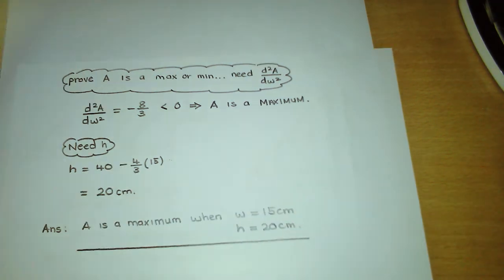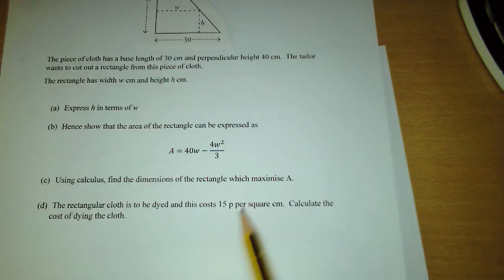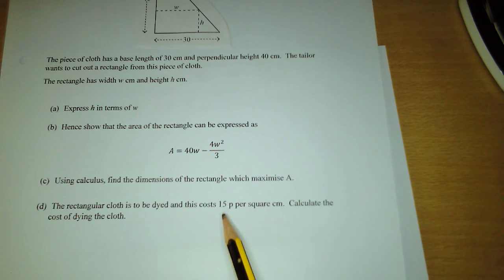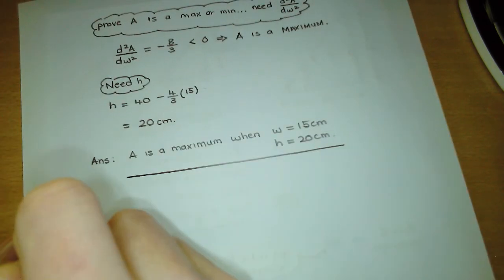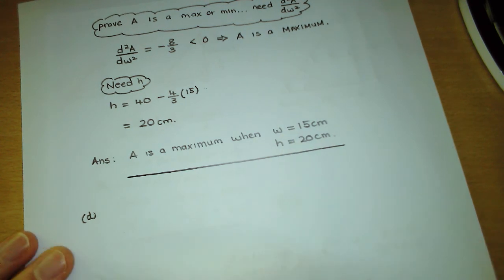Okay, last part, part D says, the rectangular cloth is to be dyed and this costs 15 pence per square metre. Calculate the cost of dyeing the cloth. So we're going to have to work out the area first of all in centimetres squared, and then we're going to multiply it by 15 to get the overall cost. So really straightforward, just to finish off part D. So we've worked out the dimensions, W and H.